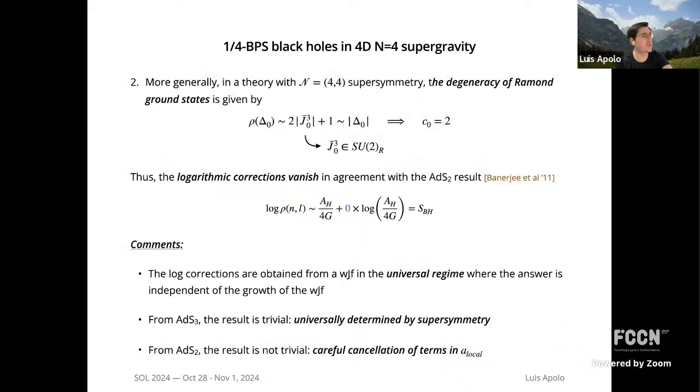But the moral of the story is that using this approach, you indeed find that the logarithmic corrections in that case vanish. Okay, so it matches the computation of the log corrections in AdS2 using this quantum entropy function. So that's one case where this works nicely, but this is also a case that is very well understood, both from the AdS2 point of view, also from string theory. So there are 2 other cases that I wanted to consider.